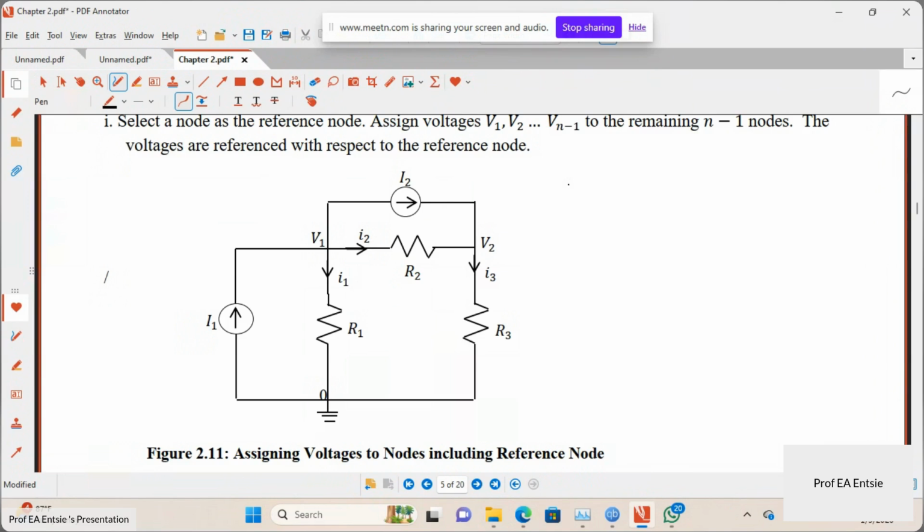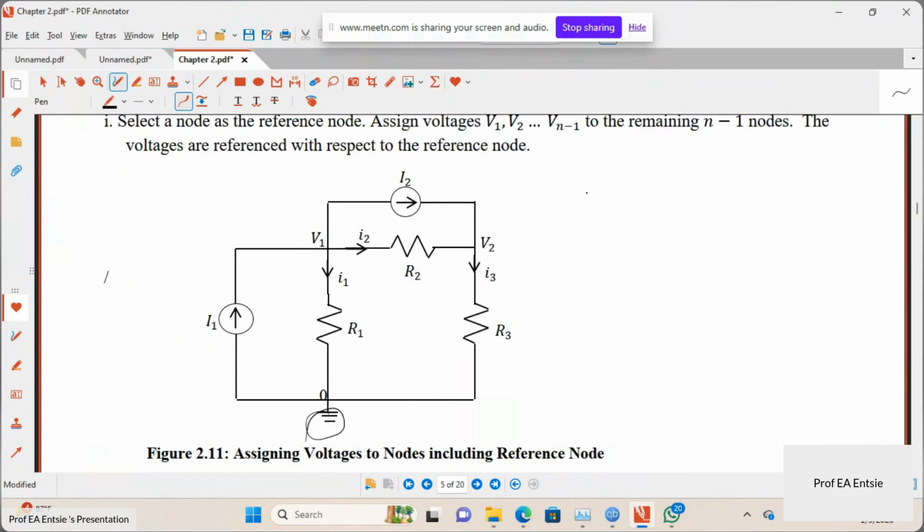This reference node is normally Earth. You can see the Earth symbol here. It is grounded. That is the reference node, and the voltage there is zero because that's the reference node.